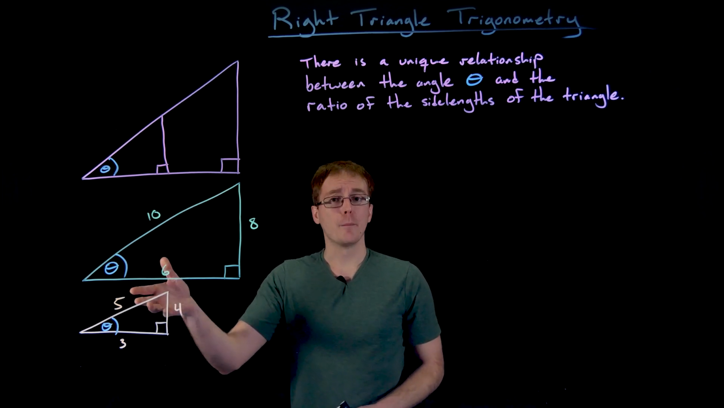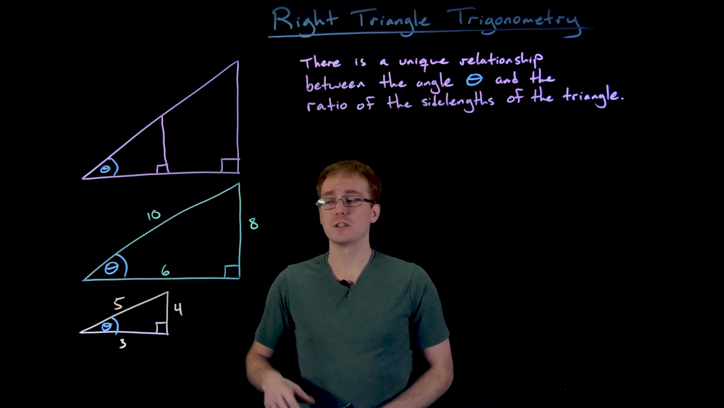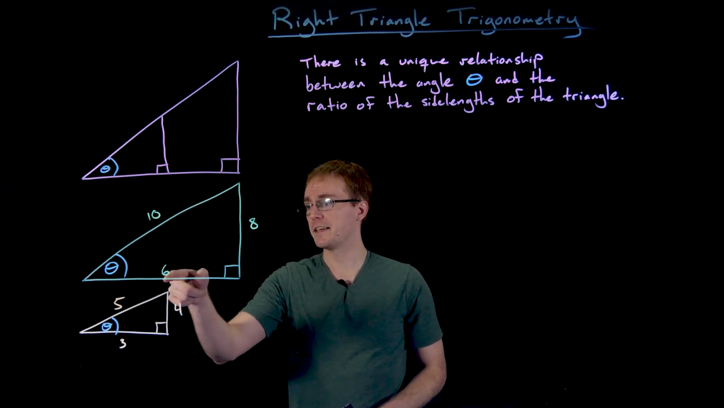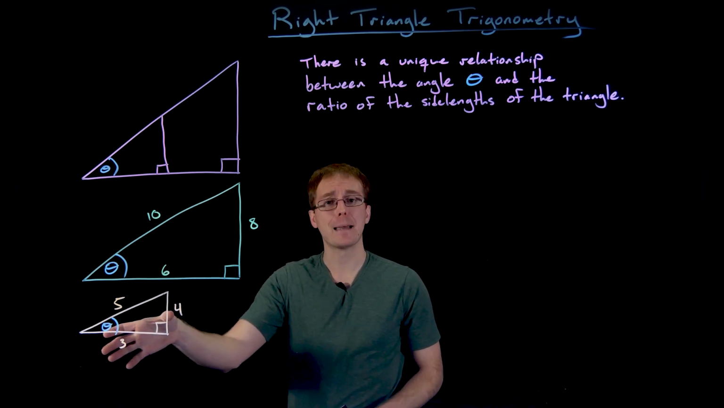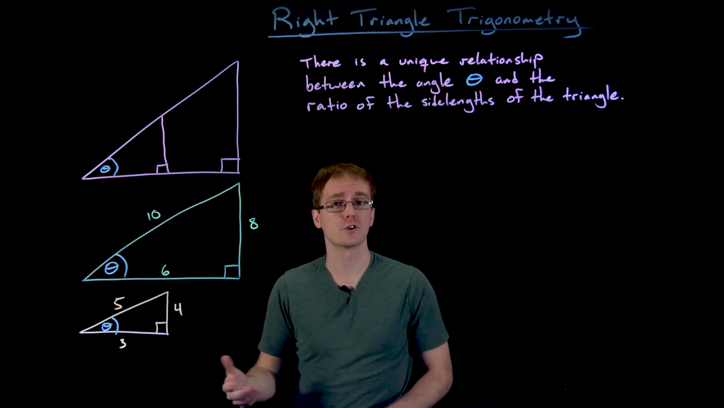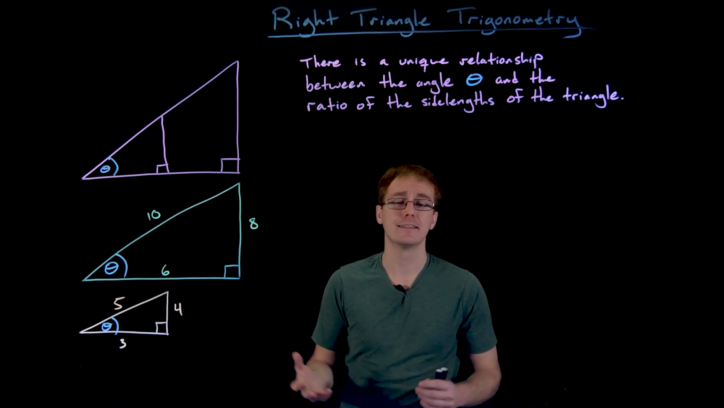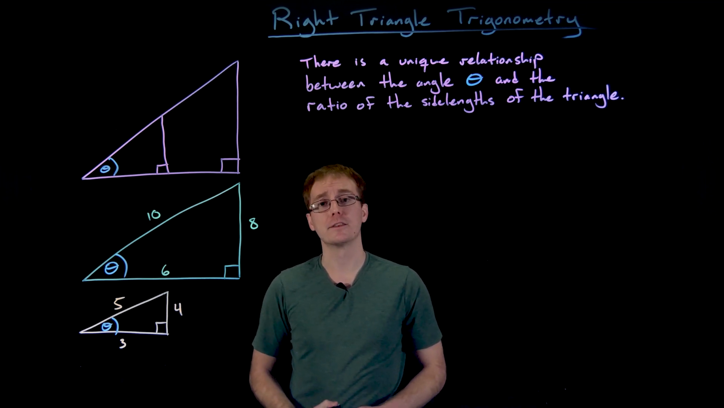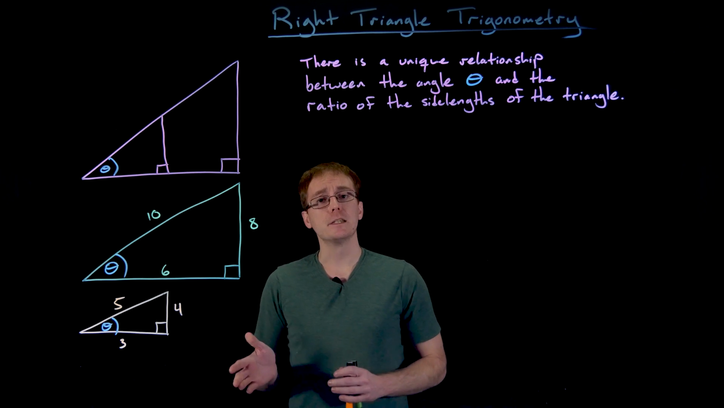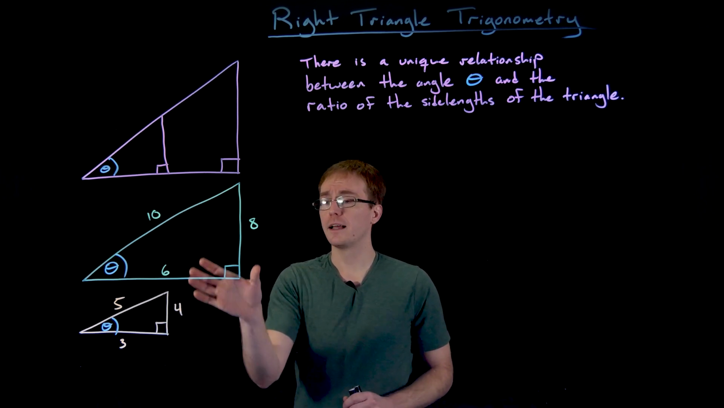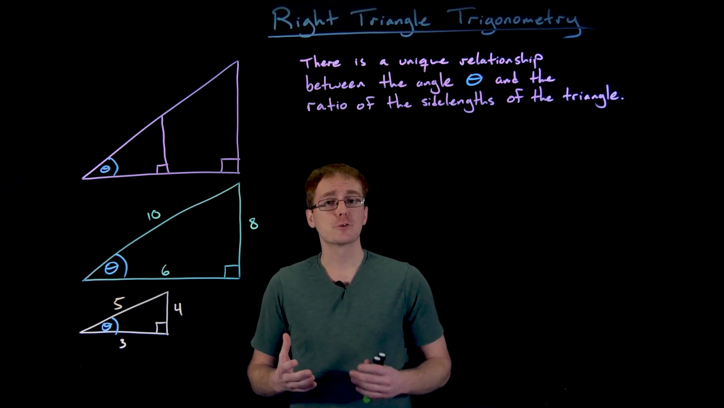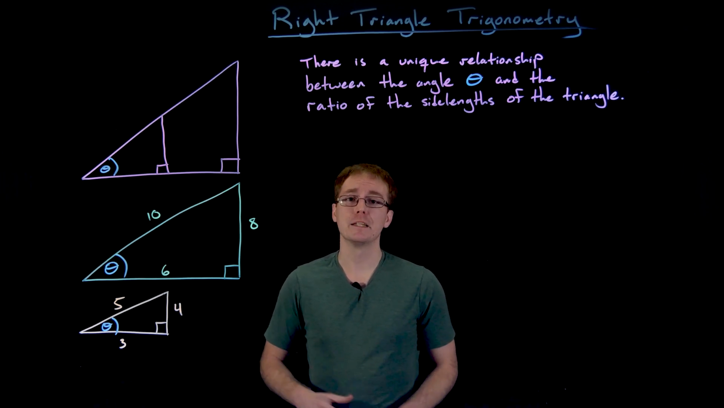There's lots of different combinations that we could make here for these ratios, right? We could do 6/10, 6/8, 10/6, 8/6, and find the matching ratio on the similar or smaller triangle, and we'll get the same decimal value when we evaluate those ratios. What this means for us is that there's got to be some special connection between this angle and those ratios. And that's where our trigonometric functions come into play.